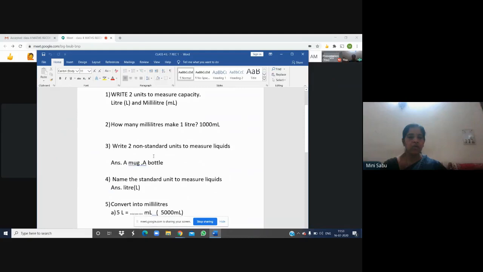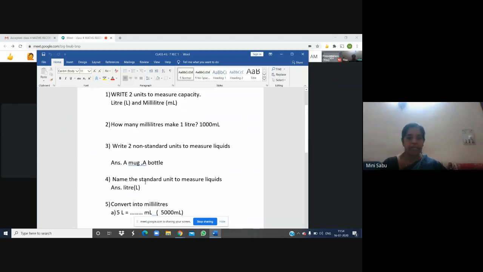Okay, now write 2 non-standard units to measure liquids. This I told you during the video. Do you remember I stopped somewhere and told you about it? See, one of the boys was using a mug, the other boy was using a bottle, and these 2 are non-standard units. But you can have so many different non-standard units also. If you take a bowl also, it's a non-standard unit. If you take a bucket also, it's a non-standard unit.